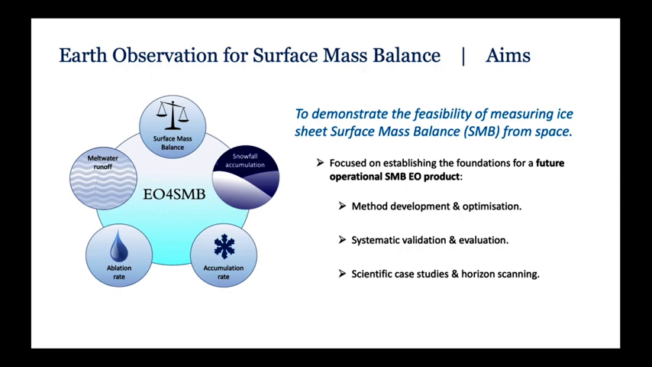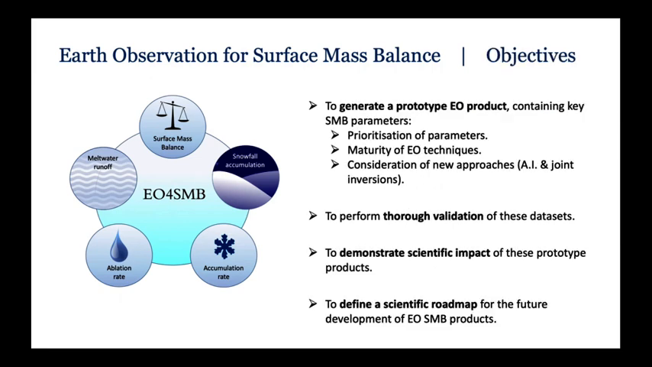And finally, to demonstrate the worth or the value of these data through both scientific case studies and also scanning the horizon for future objectives and opportunities. So in terms of the specific objectives of this 2-year study, firstly, we aim to generate a prototype Earth observation product containing key SMB parameters. As part of this scoping work, we'll prioritise certain parameters, we'll look at the maturity of different EO techniques, and we'll also consider exploring new exploratory approaches such as artificial intelligence and also joint inversions.